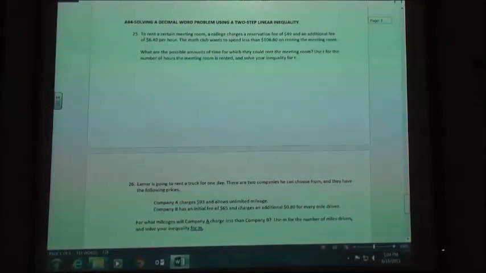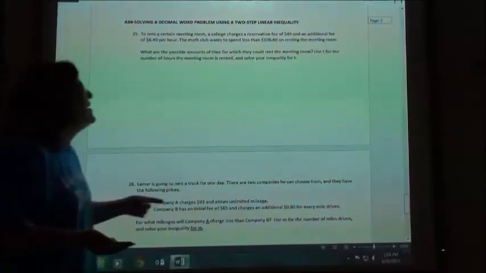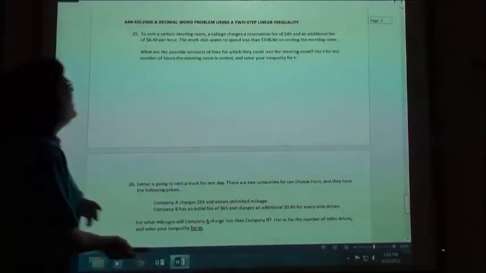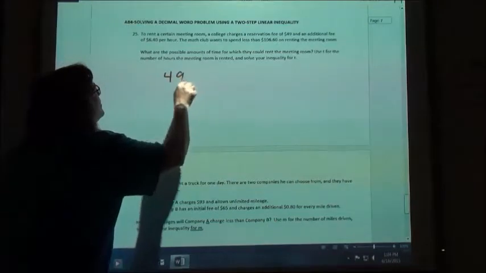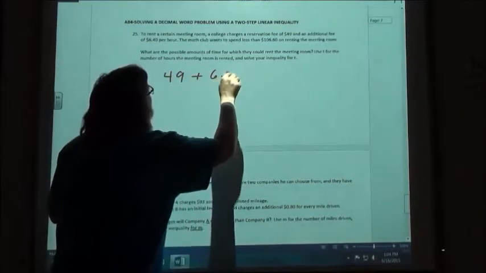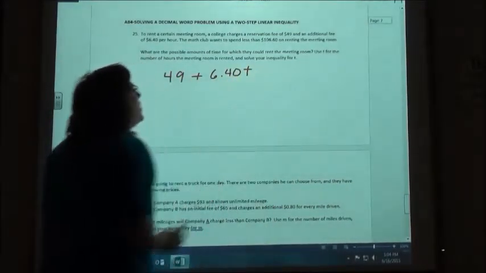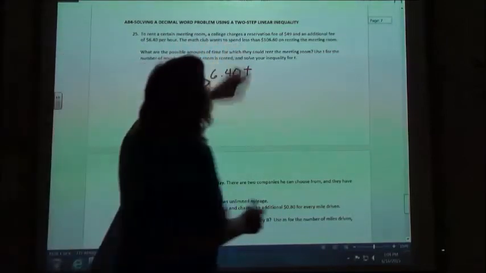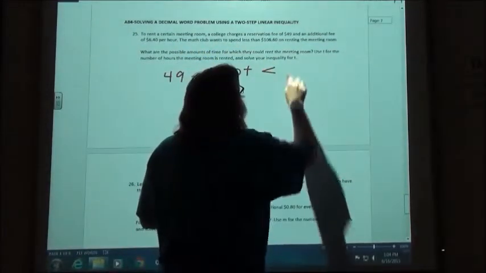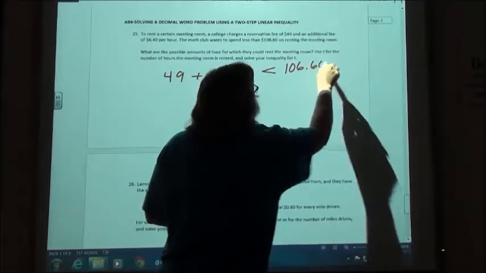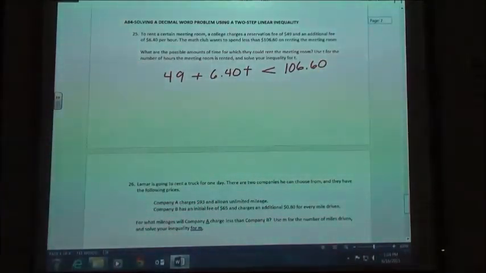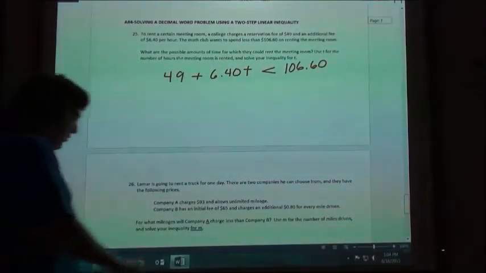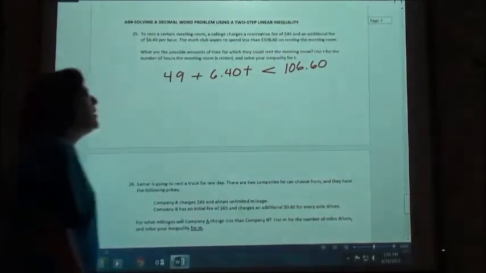So they are going to tell you what variable to use. If you try to use a different one, it'll count it wrong. So make sure you use the one they tell you to use. So we charge $49 and an additional $6.40 per hour. We're using T for the time, so $6.40 T. The math club wants to spend less, so a less than sign, $106.60. So we've translated it into our inequality, now we just have to solve it.